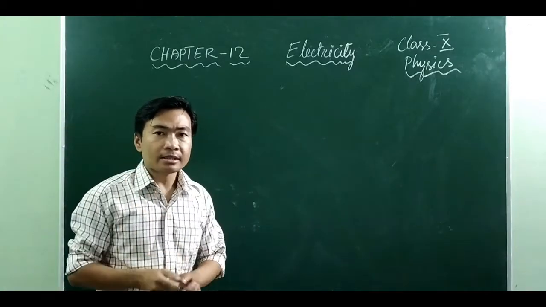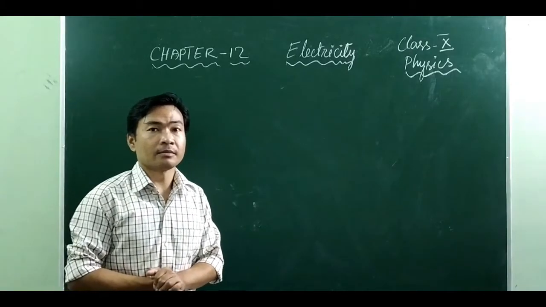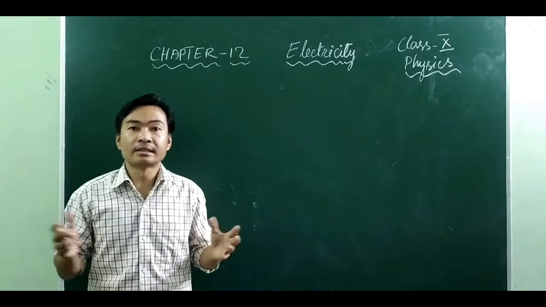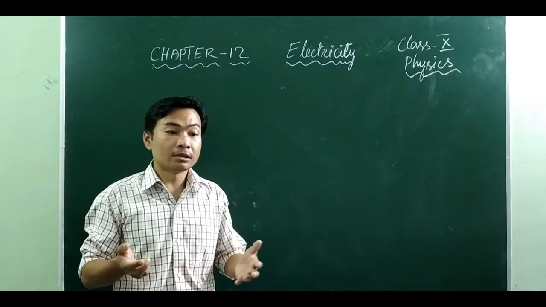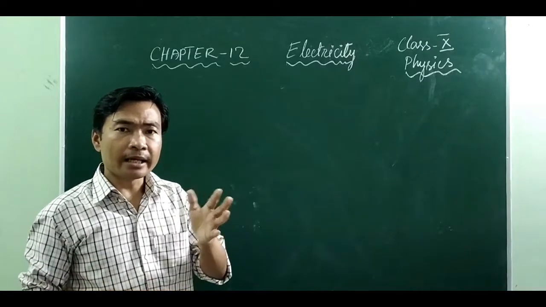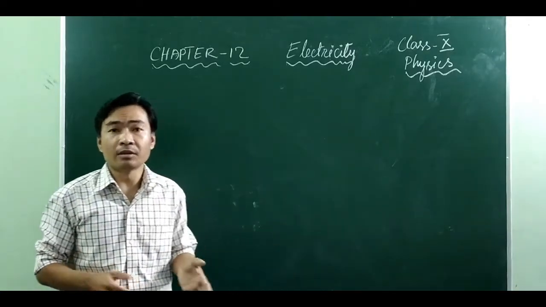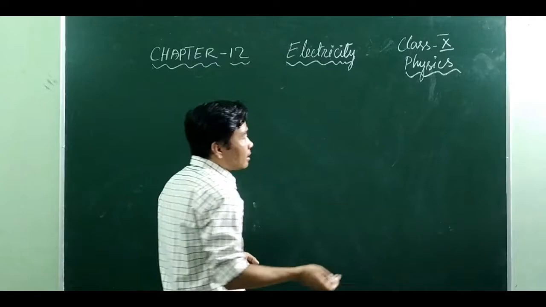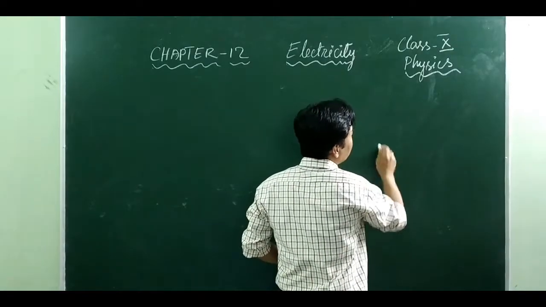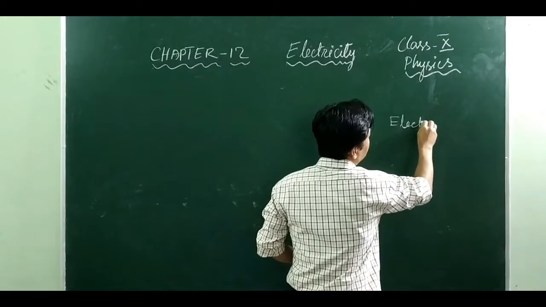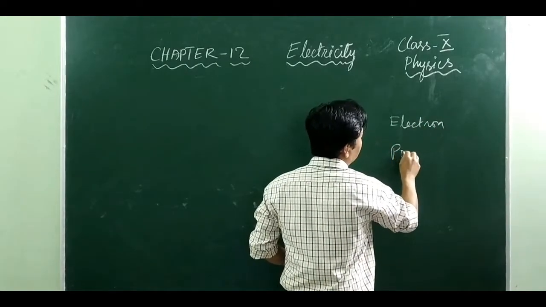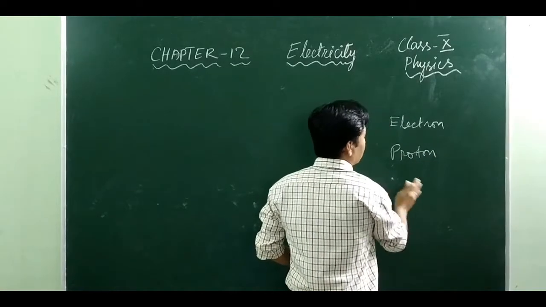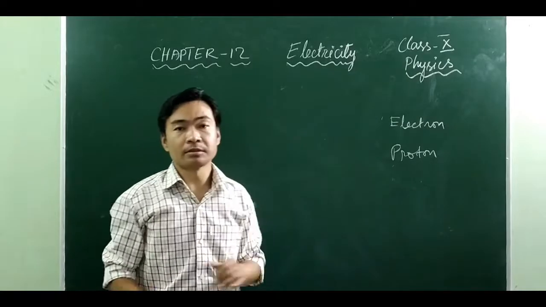Now, electricity is associated with electric charge, and electric charge is a property of the fundamental particles of matter. We all study about matter in the lower classes. Matter is made of tiny particles called molecules, and the molecule consists of atoms. And the atom is made of electron, proton, and nucleus, right? So let me just write only the electrons and the protons.